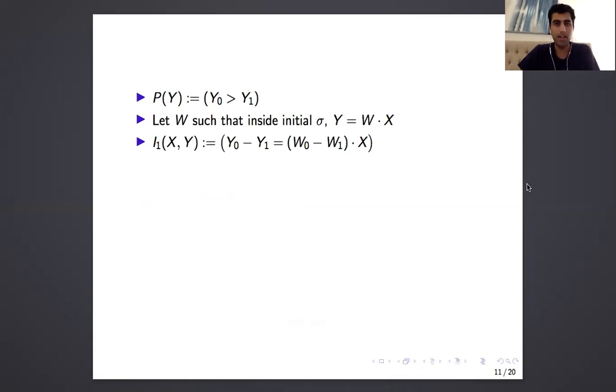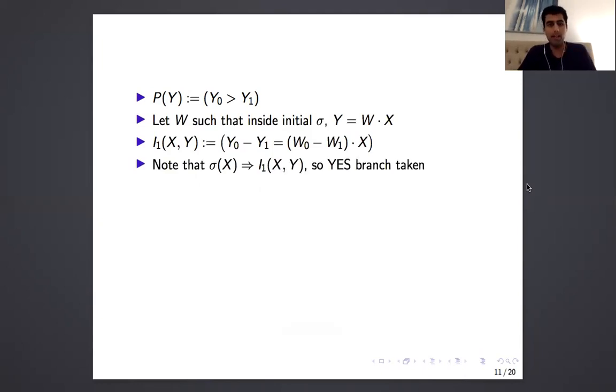So let W be the weight vector such that inside the initial activation pattern sigma with which we start the procedure, the output of the network Y is a linear function of X. So Y is Wx. Now, based on this W, we will create an intermediate property I1 of X and Y as follows. So this says that the difference in logits of Y0 and Y1 is exactly equal to the difference specified by the weight vector W.